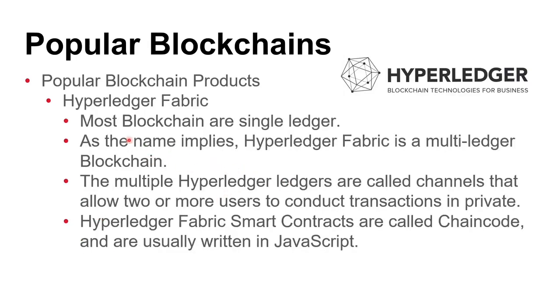And just like we've been talking about here, Hyperledger is in fact a multi-ledger blockchain. So Ethereum and Bitcoin are single ledgers. The multiple hyperledgers are called channels, so you might hear that term when talking about Hyperledger. Channels allow two or more users to conduct transactions in private. And you may hear transactions or smart contracts referred to as chaincode, usually written either in JavaScript or in the Go language.